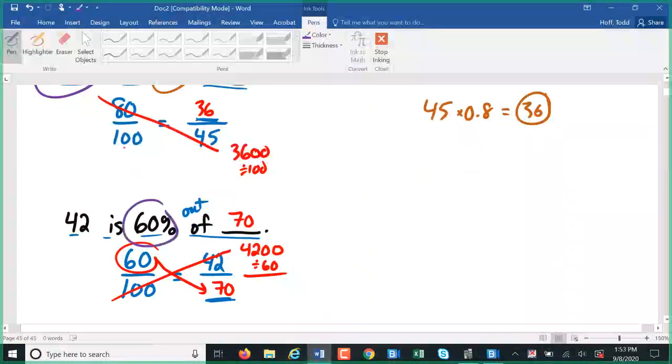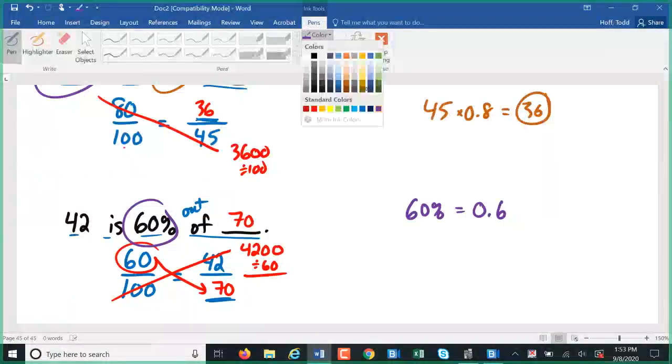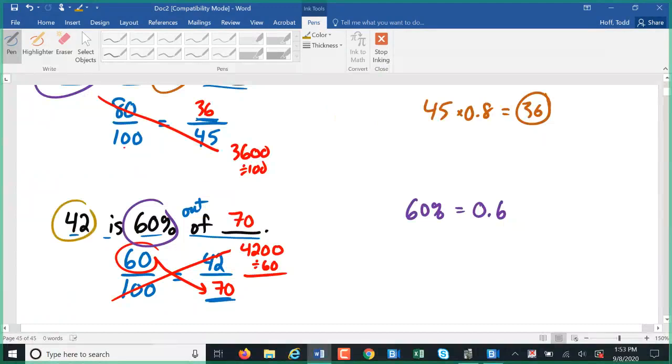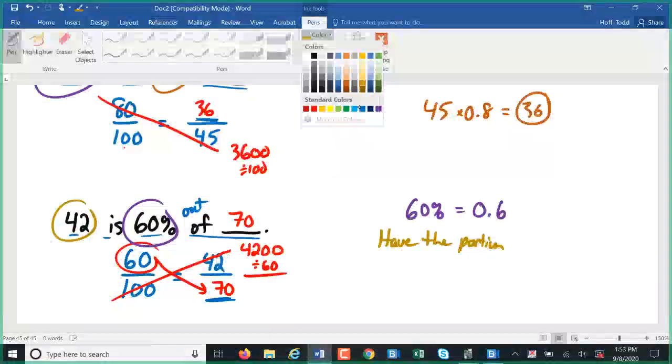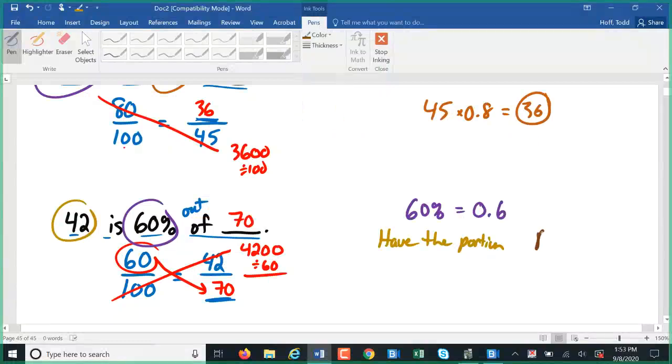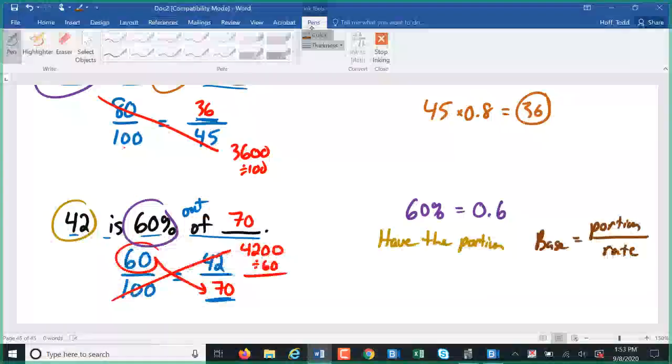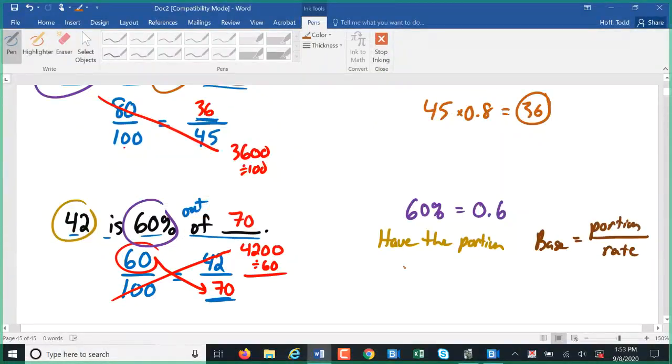Now on this next problem, we have 60%. As a rate, that's 0.6. However, we do not have the base. We are given the portion. If we have the portion, the base is equal to the portion divided by the rate. So we have our portion of 42 divided by that rate of 0.6 gives us 70.